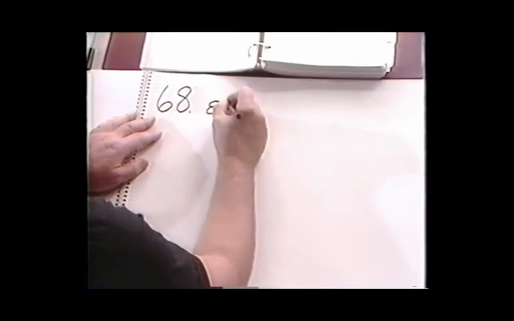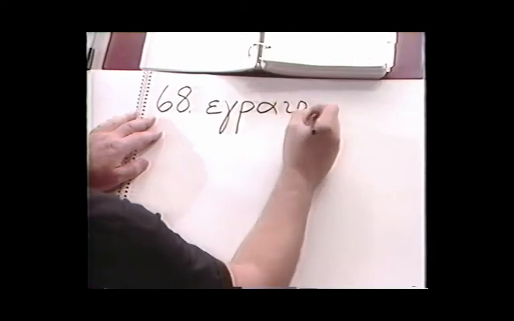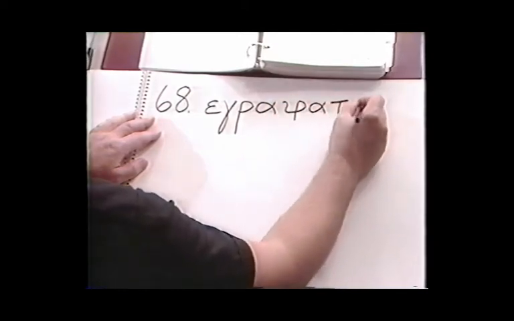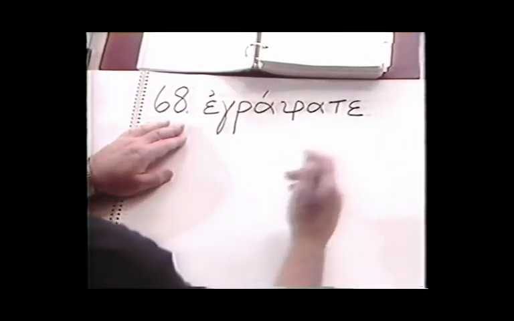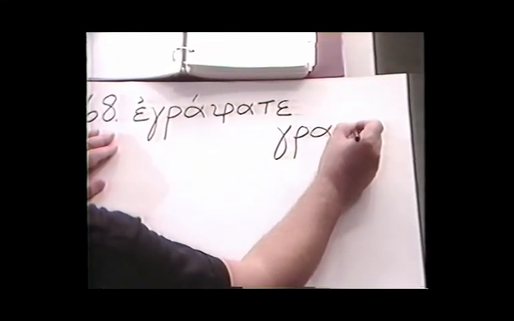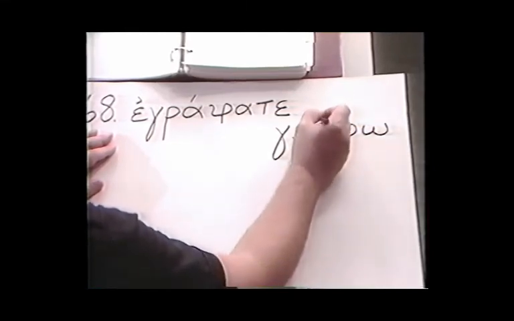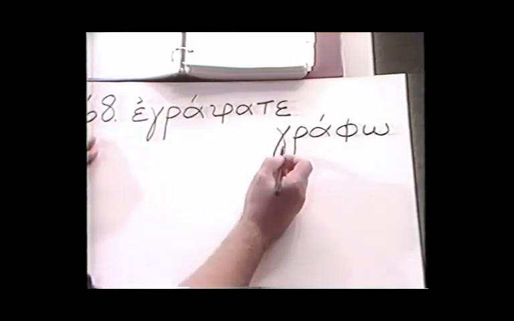Okay. Let's look at number 68. Now, the lexical entry of this verb is grapho. Grapho means I write. We get our English word graphics from this word.